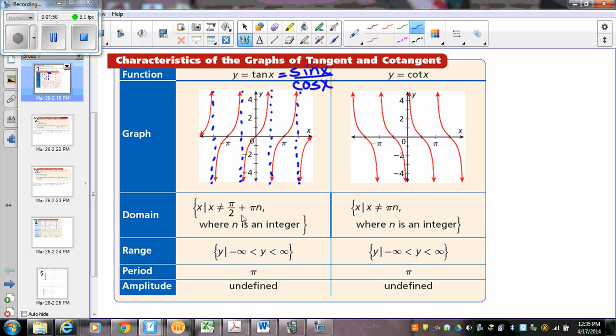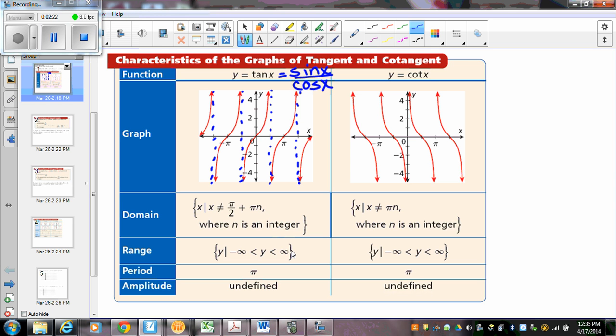And then this tells us how far we travel before it repeats itself again with another asymptote. So we have an asymptote at pi over 2, but then we travel pi units before we have another vertical asymptote. So that's pi over 2 plus pi n, meaning that if we go any amount of pi units, as long as n is a whole integer, we'll have another vertical asymptote.